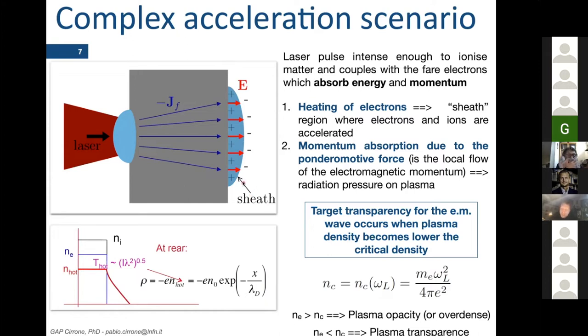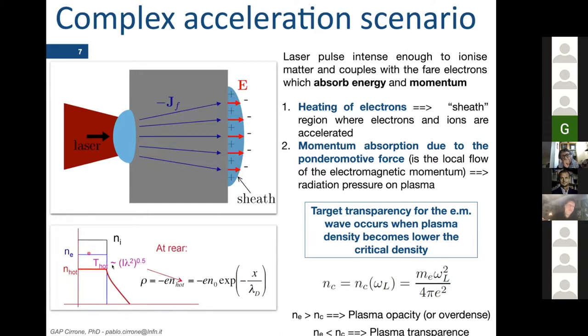One of the most important parameters that deals with this capability to produce particles and this sheath field is the critical density, which depends on the wavelength of the laser. Basically, when the electronic density of our target is bigger than this density, we have the production of an overdense plasma, and the target is basically not transparent to the electromagnetic wave. While if the electronic density goes below this level, then we start with this plasma transparency, where the electromagnetic wave is able to penetrate inside the target and start to produce this phenomenon.